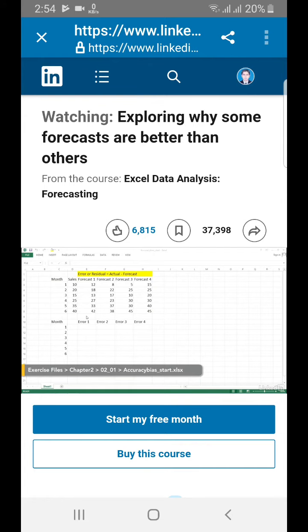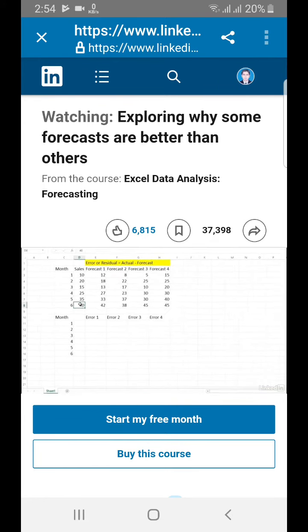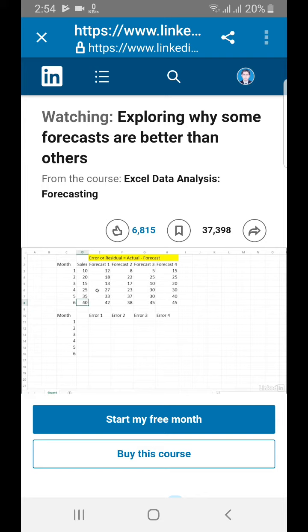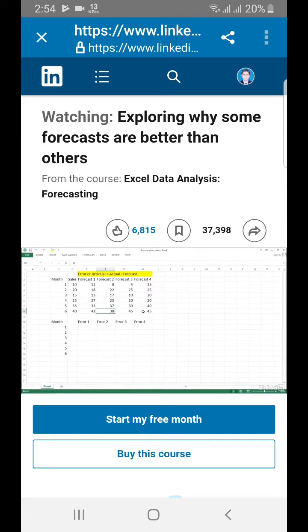And so what do we see in this file? We see hypothetical sales of a product listed in column D, and then 4 different forecasts for the sales of each of those 6 months are listed in columns E, F, G, and H. And so we want to try and understand which of these forecasts are better than others.